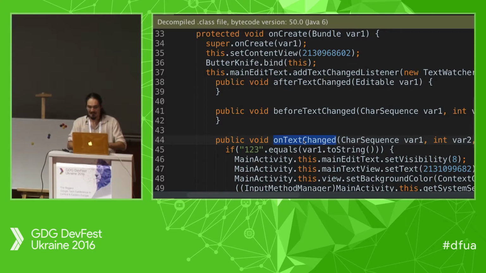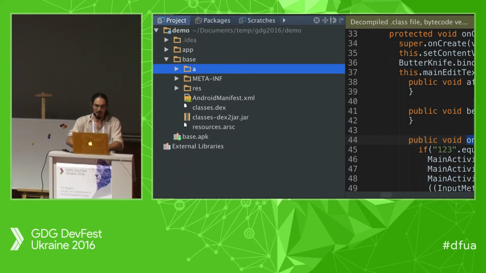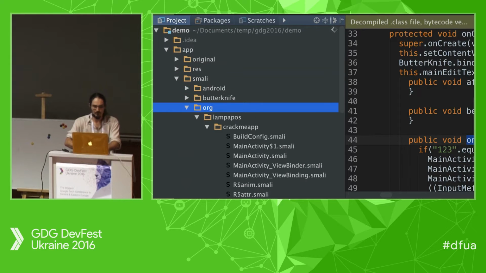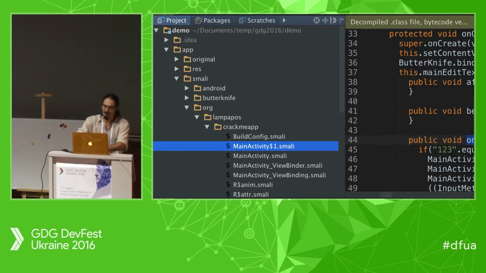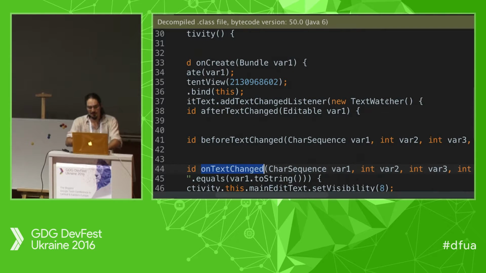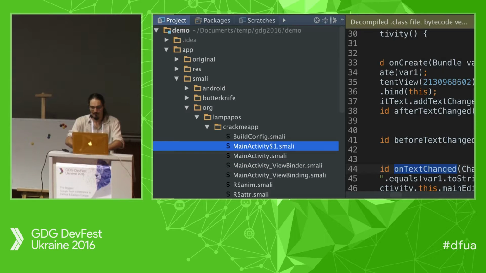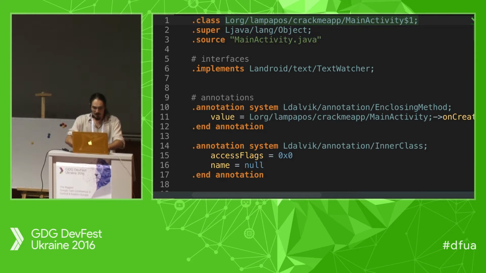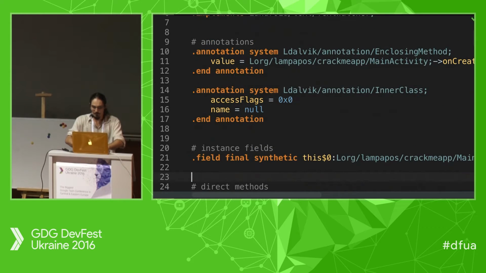Let's copy the name of this method, and now we try to find it in our Smali code. Oh, what a surprise! There are two main activities. But it's because our text watcher is an anonymous class, so it is compiled into a separate Smali file. I think here it is. We are looking for this method.